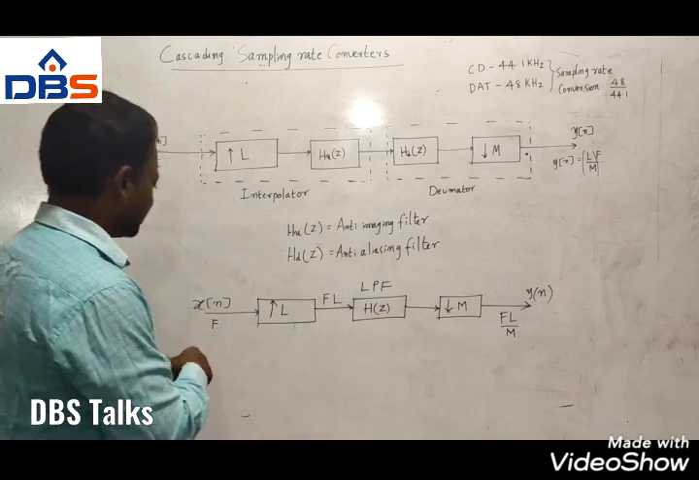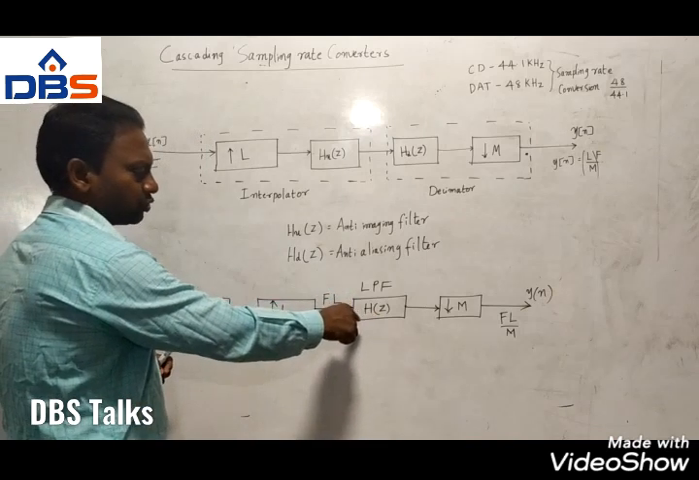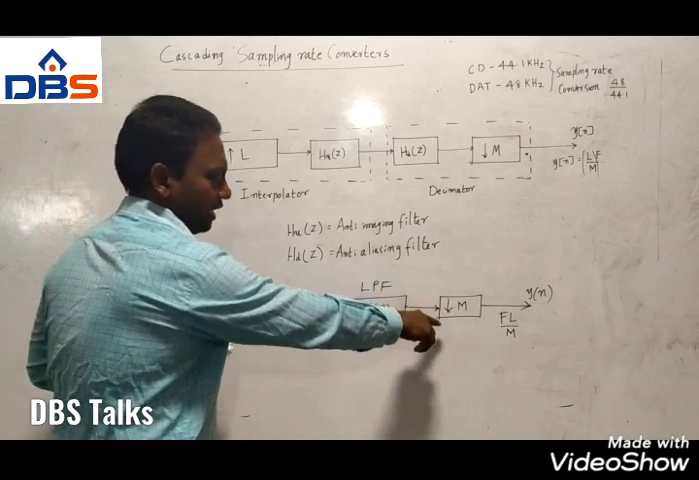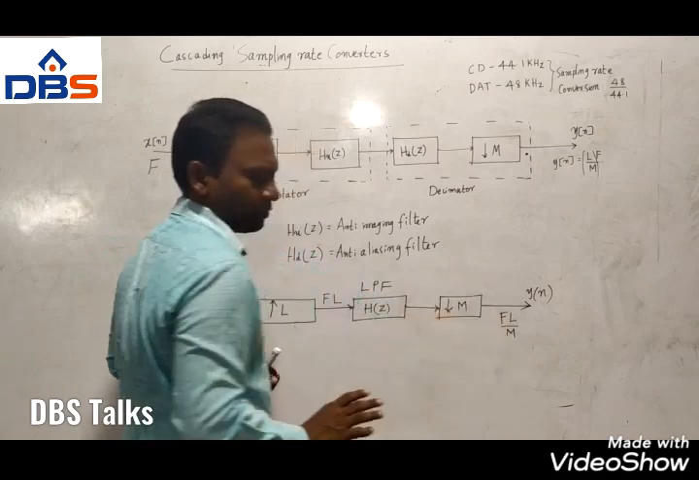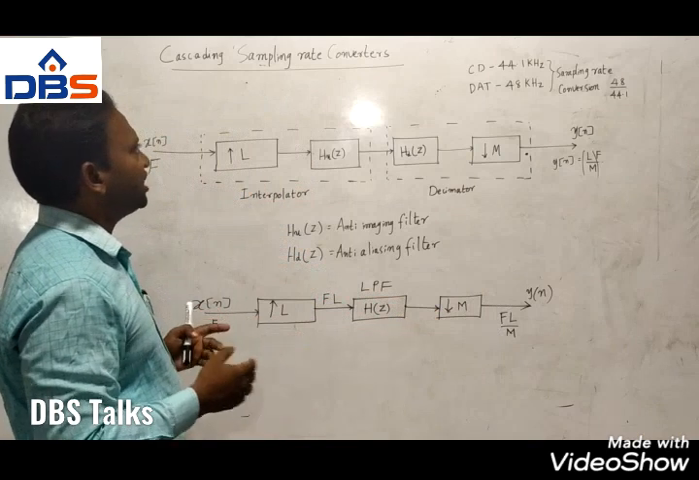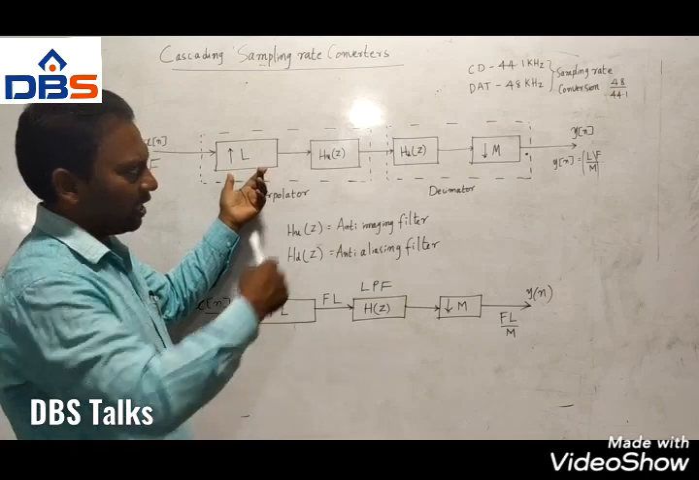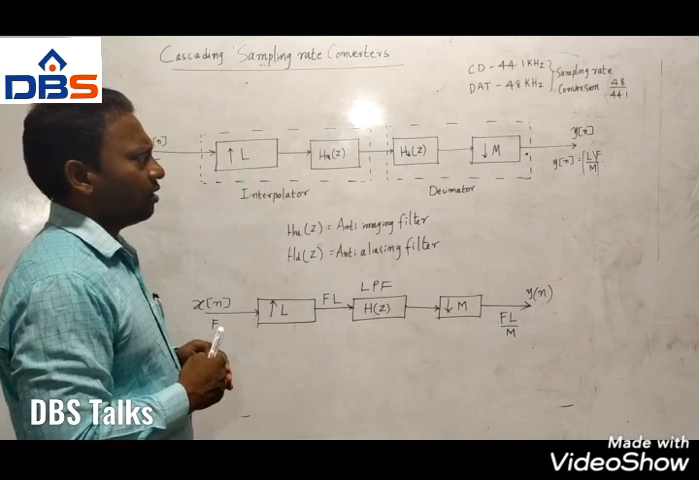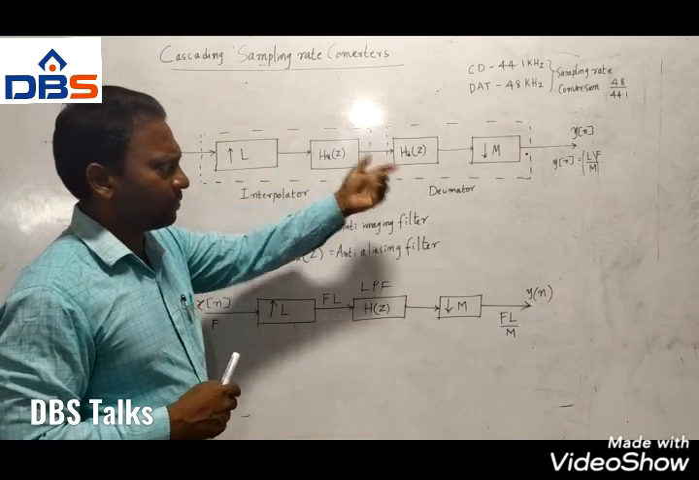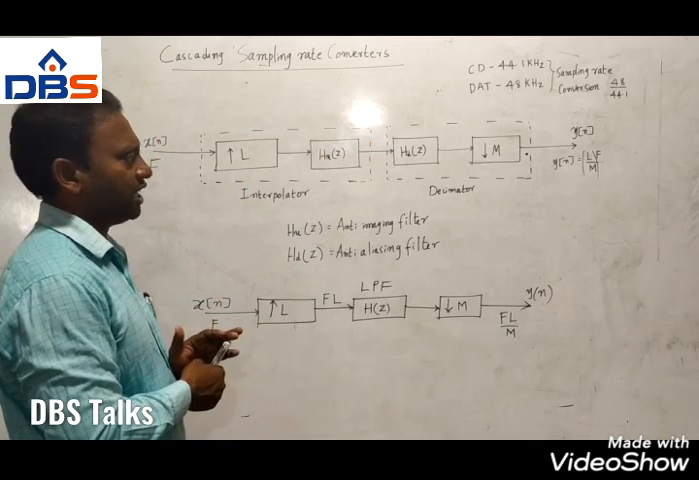Now see, this is also the same, right? The original sequence X of n is upsampled by L, then passed through a low pass filter of transfer function H of Z, then downsampled or decimated by M. So the output is FL by M. So what do cascading sampling rate converters mean? If you connect an L interpolator followed by an M decimator, then we say that it is a cascading of sampling rate converters.